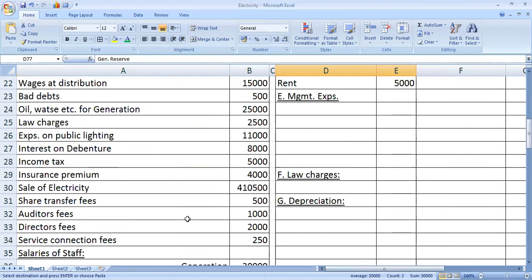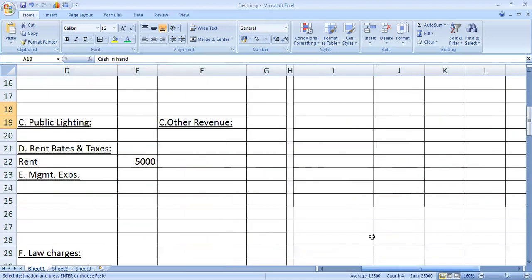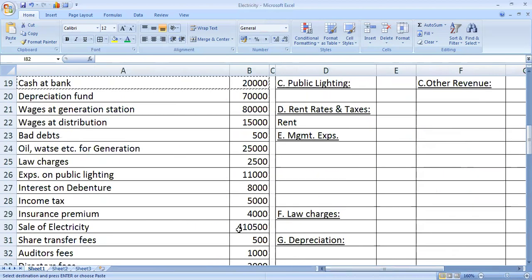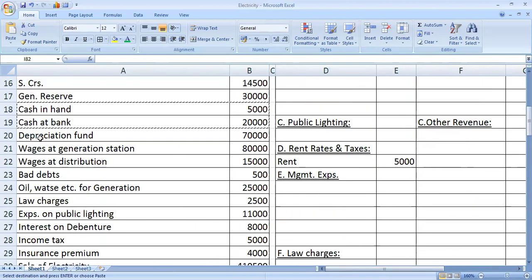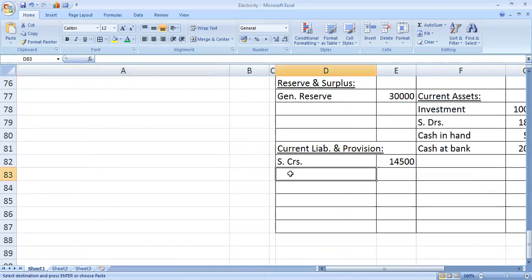Next item, cash in hand and cash at bank. Both are current assets. That goes to the balance sheet asset side under the heading of current asset. Cash in hand 5,000. Cash at bank 20,000. Next item, depreciation fund. Depreciation fund goes to the balance sheet liability side under the heading of current liabilities and provision. Inner column, because of adjustment has given on depreciation fund 70,000.